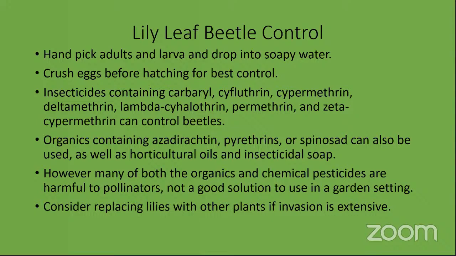Insecticides containing carbaryl, cyfluthrin, cypermethrin, deltamethrin, lambda-cyhalothrin, permethrin, and zeta-cypermethrin can control the beetles. Those are synthetic insecticides. Organics are listed there. Spinosad is an organic that's becoming more widely used. And you can also use horticultural oils and insecticidal soap, especially on the grub stage of them.